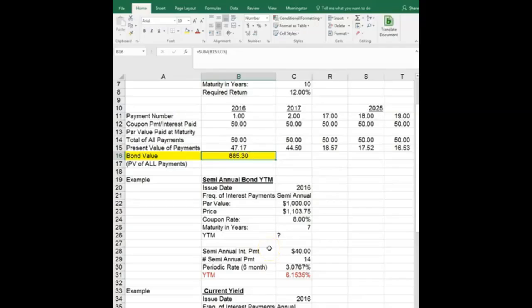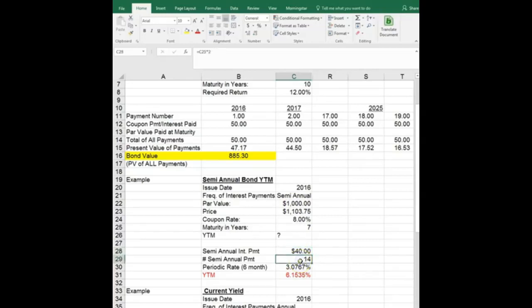Again, going back to Excel for this example, we have an issue date 2016 semi-annual coupon paying bond, par value 1,000, current price of 1103.75, so this is a premium bond. The coupon rate's 8% and the time to maturity is 7 years. So we want to calculate the yield to maturity. We first need to calculate the semi-annual interest payment, that coupon payment. Well, at 8% of 1,000, that's $80 per year. We divide that by 2 to come up with every 6 month a payment of $40.